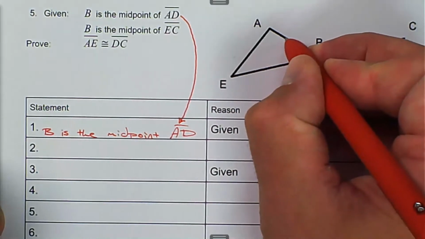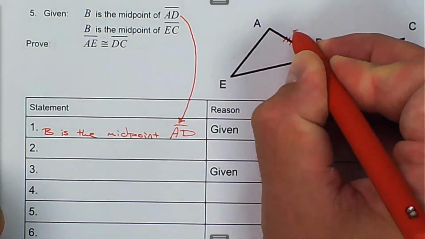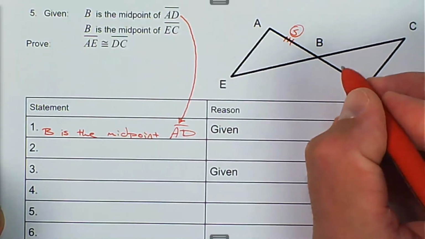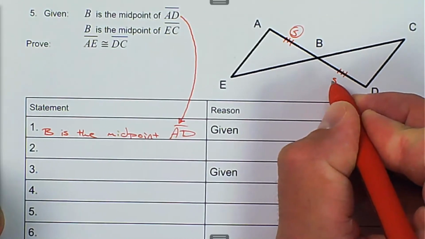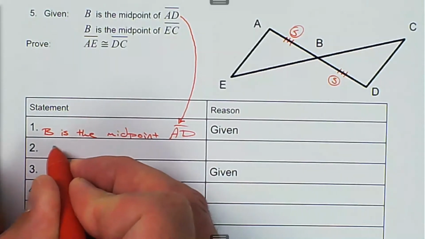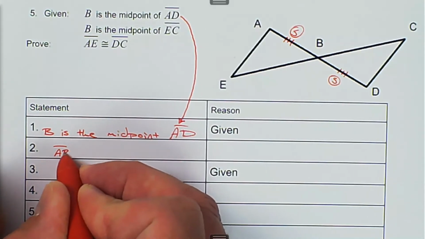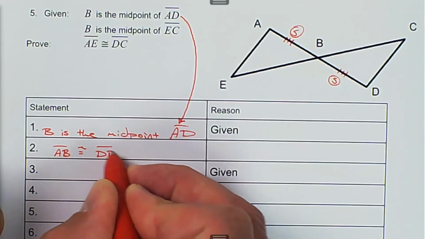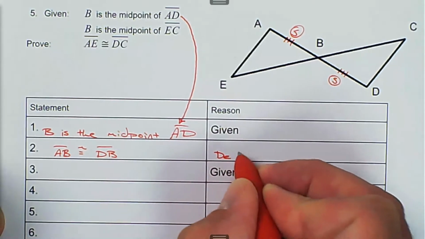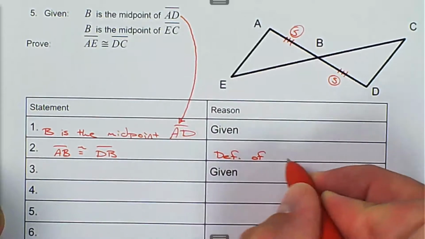So we can say line segment AB is congruent to line segment DB. And that is definition of midpoint.